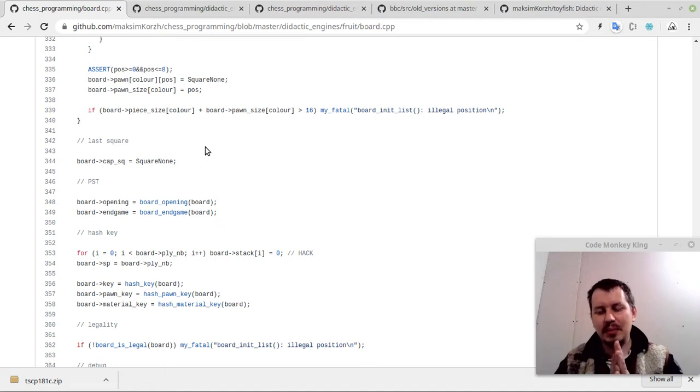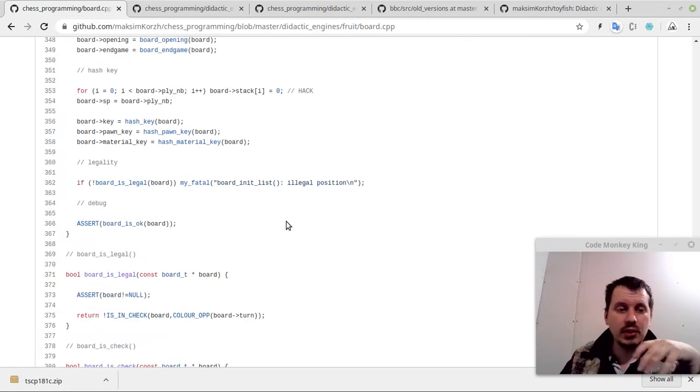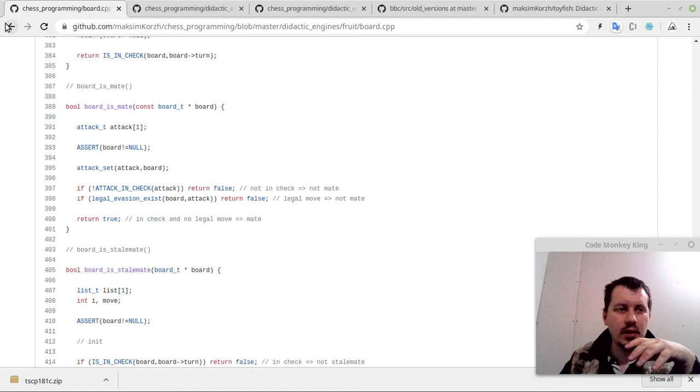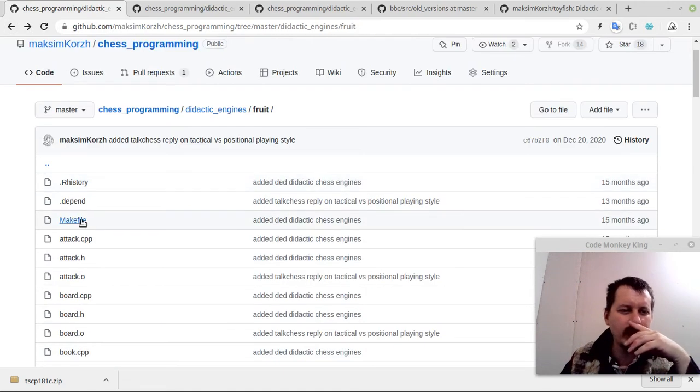it really gets messed up completely, and it's really hard to figure out what's going on there if someone is not guiding you through that, and if you don't have prior experience in chess programming, it's incredibly difficult to actually understand at least something from there. Okay, so this was Fruit, and let's have a look at the makefile as well.